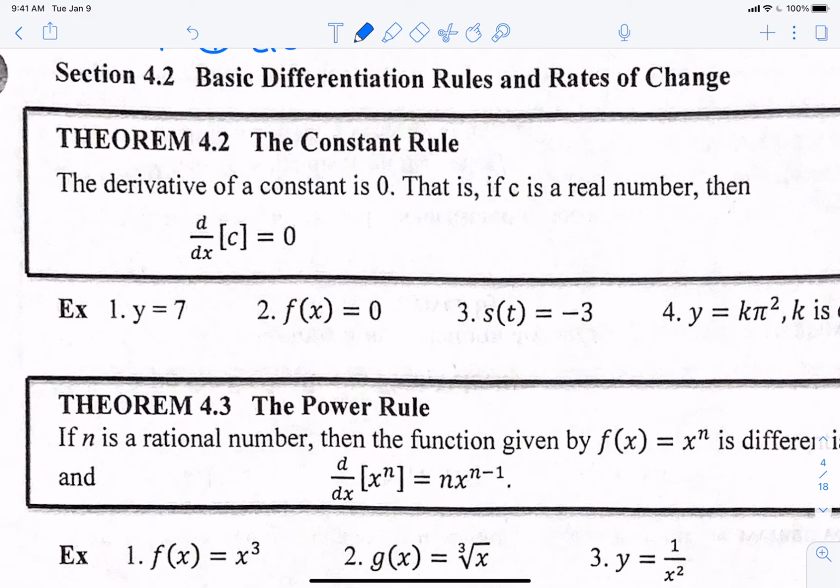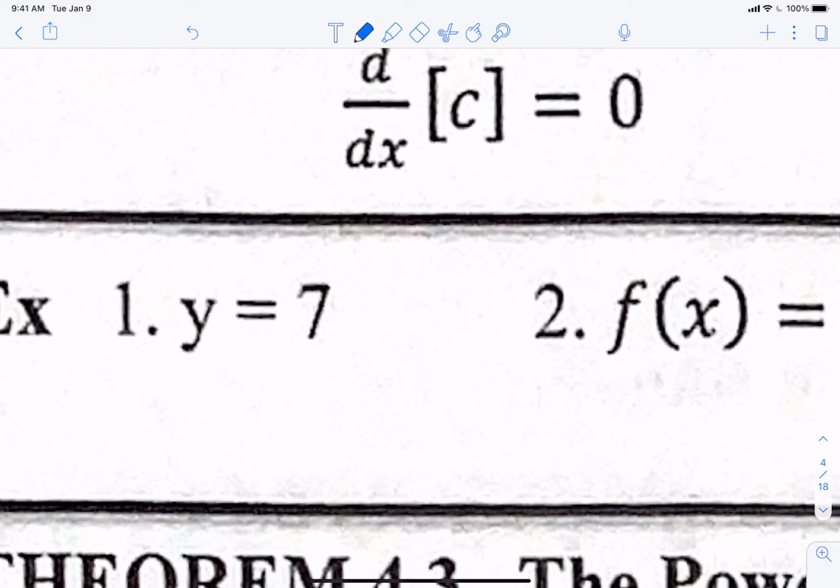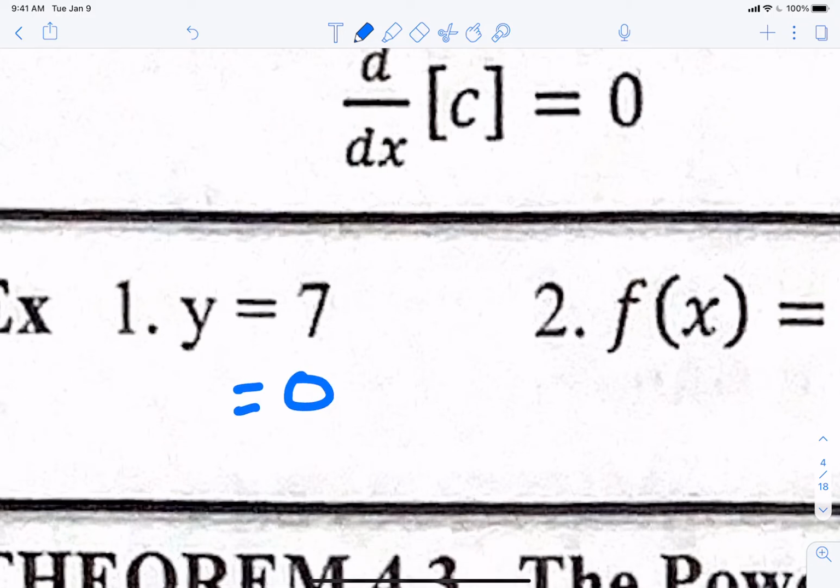Sit. All right, the constant rule says that if you have a constant number and you're taking the derivative of it, it is 0. So the derivative of 7 would be 0. But since it is named y, what do we call the derivative of y? We'll call it y prime. If it is called f of x, we'll call it f prime of x. That's how we will note the derivative.